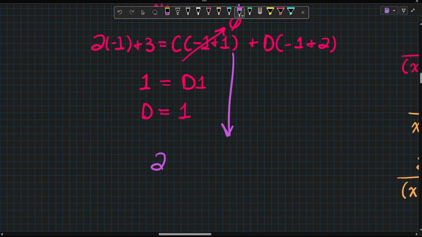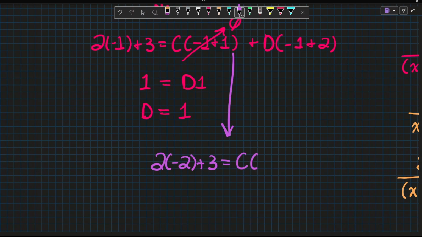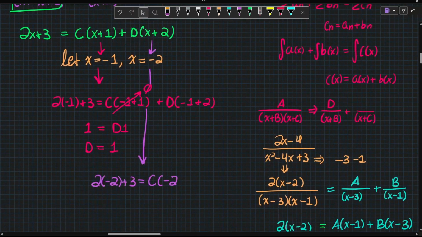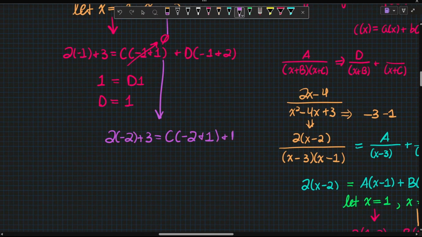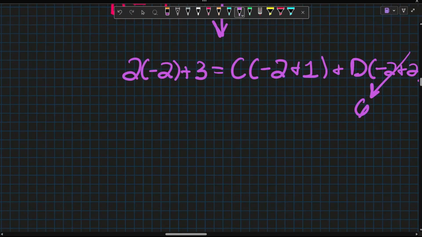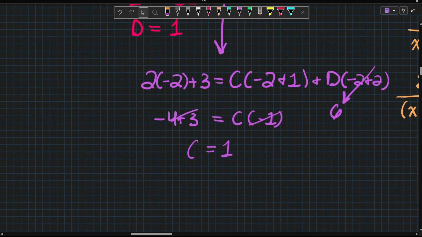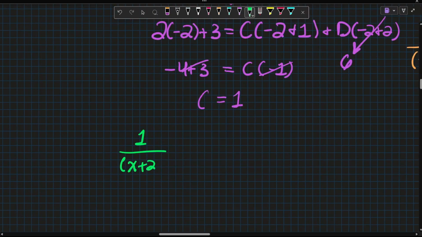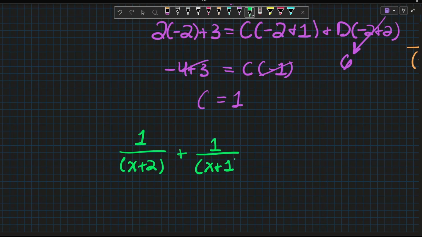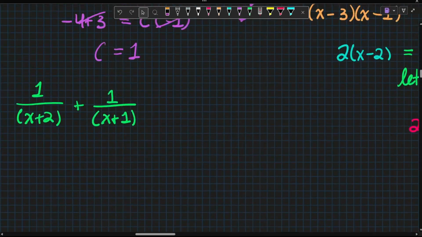And then here we get that 2 times -2 plus 3 is equal to c times -2 plus 1 plus d times -2 plus 2, which again goes to 0, which means that you get here -4 plus 3 equals c times -1. Weird. Okay, c is also 1. Ha. Okay. These seem too easily found. Okay, let's try something here. So we're claiming that these two terms are equal to. All right, let's test that out.